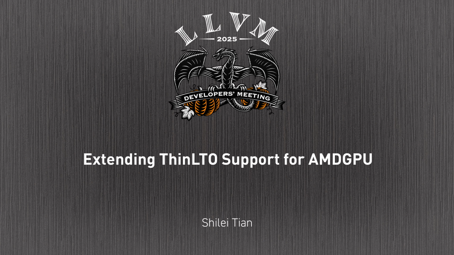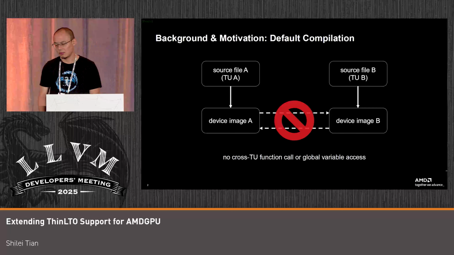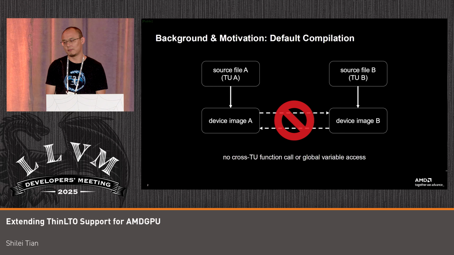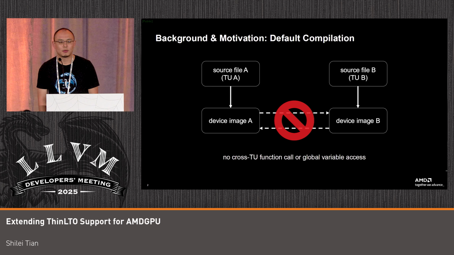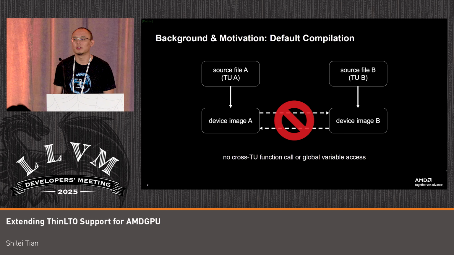Today I'm going to talk about extending ThinLTO support for AMD GPU. If we have a GPU program that has multiple source files, there are two compilation modes, or two ways to compile it. The first one is just the default compilation. At compile time, the compiler basically compiles the source file all the way to the binary code, or what we call a device image. And then if we have n source files, we eventually have n device images.